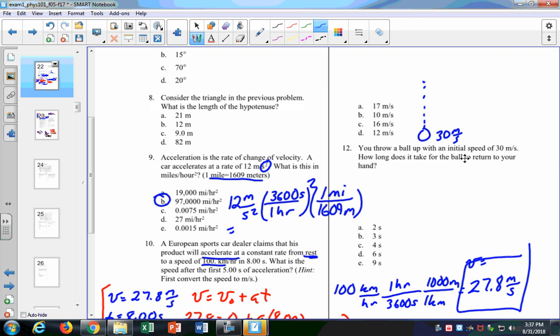So what's going to be the total time for this object to go up and then come back down again? 6 seconds. We'll talk about that on Wednesday when we come back, how the time to go up is the same as the time to go down.